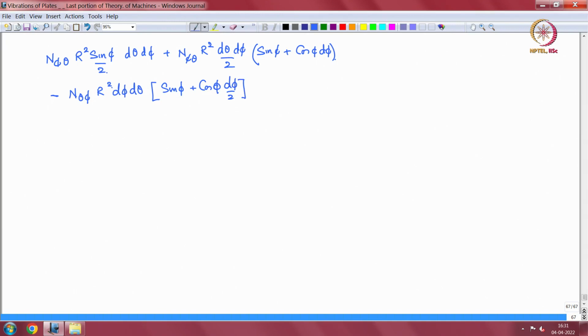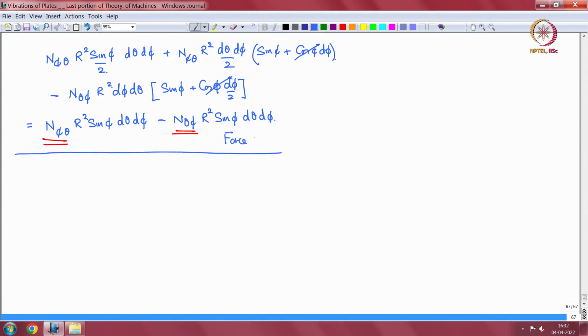Okay. So if we drop the smaller terms, we have n phi theta r square sin phi d theta d phi, and minus n theta phi r square sin phi d theta d phi. Okay, these are different, mind you. This is n theta phi, this is n phi theta. So that's one set of terms, the moments due to force resultants.